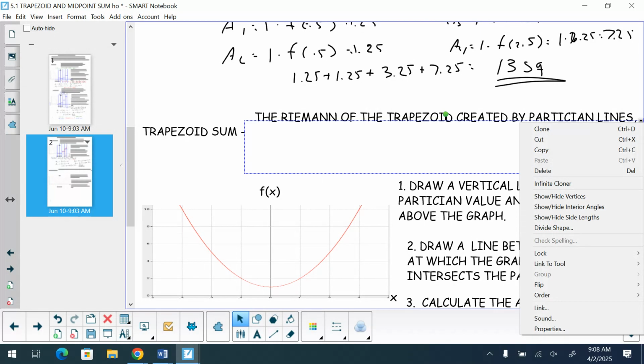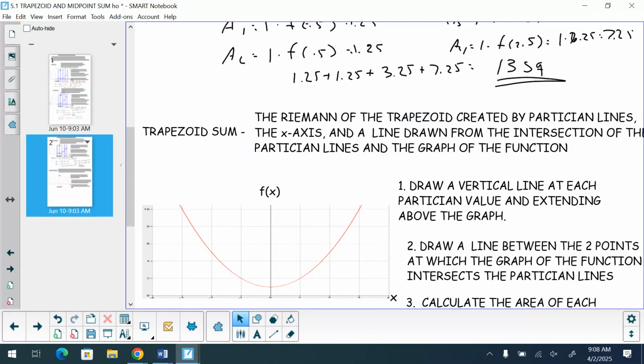We create trapezoids. We create, hopefully, these zoids. Okay, the Riemann sum of trapezoids created by the partition lines. Okay, it's still the same. The x-axis is still the same. And a line is drawn from the intersection point of the partition lines and the graph of the function.